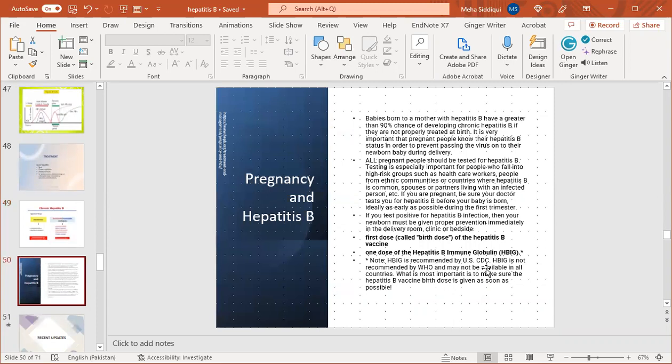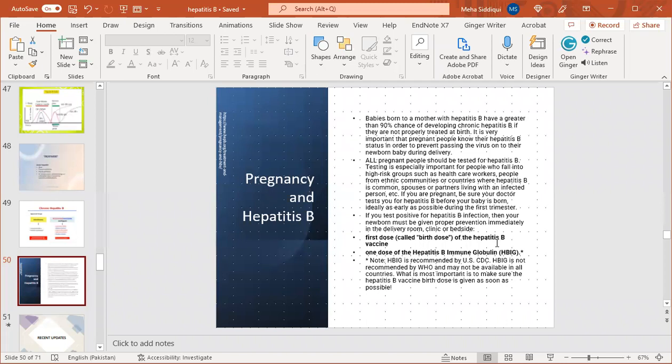Pregnancy and hepatitis B. Babies born to a mother with hepatitis B have a greater than 90% chance of developing chronic hepatitis B if they are not properly treated at birth. So it is very important that pregnant women should know their hepatitis B status in order to prevent passing the virus onto their newborn baby during delivery. So if a mother tests positive for hepatitis B, then the newborn must be given proper prevention immediately in the delivery room, clinic, or bedside.